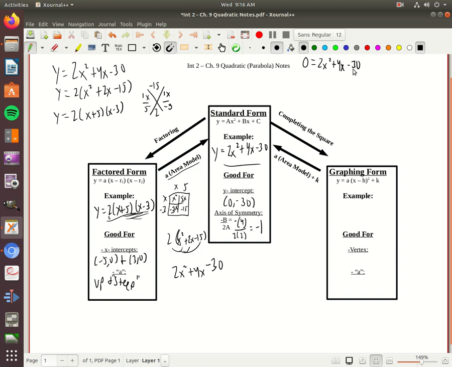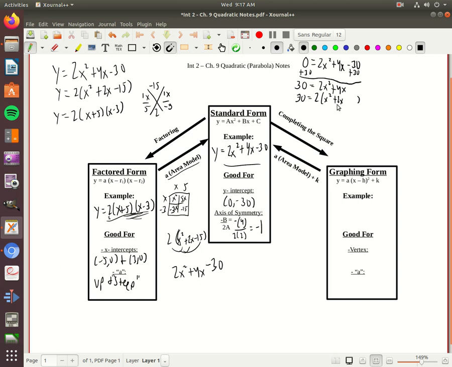First thing I want to do is get rid of the number I don't want. I don't want that negative 30, so I'm going to add 30 to both sides to get it out of the way here. So I'm going to get 30 equals 2x squared plus 4x. At this point, that negative 30 plus 30 goes away. I'm going to factor out what I can here. Can I take a number out of 2 and 4? Yeah, I can take 2 out of both of those. So I'm going to factor a 2 out of both of these. And I'm going to be left with this.